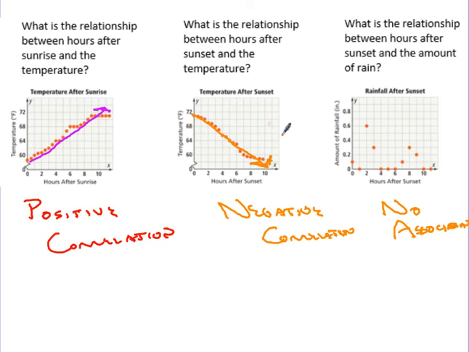The reason why is because the rain and the time of day have nothing to do with each other. We know that after the sun comes up, it's going to get hotter in the day because the sun's up. And when the sun goes down, it's going to get colder because we don't have the heat from the sun. But the sun has no impact on when it rains. Those are two things that have nothing to do with one another. So there's no association because the data is all over the place. There's no specific trend. It's not slowly going up, it's not going down, it's scattered all over the place. So there's no correlation between the two, meaning the rain and the hours after sunset have nothing to do with one another.